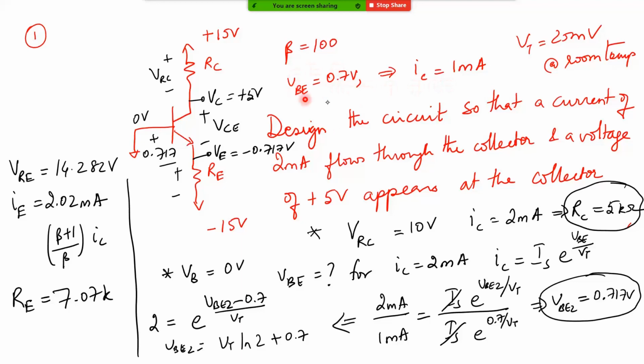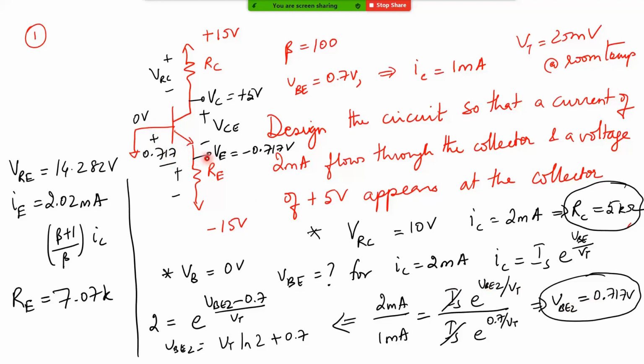You need to find out what is the VBE for 2 milliamp. So how do we do that? Basically we take the ratio of the two currents, and you calculate what is the VBE2, and that turns out to be 0.717 volt.